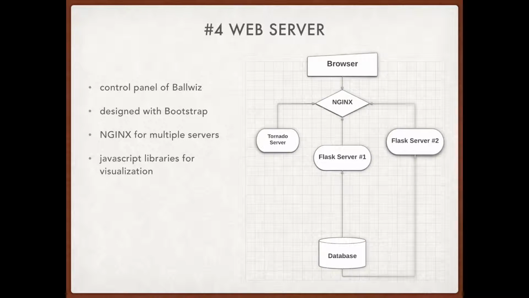The fourth and last is the web server. Nginx is the primary server that allows multiple servers to come under one roof to deliver a unified control panel. It is styled by Bootstrap and utilizes JavaScript libraries such as Highcharts and DataTables. It is time to take a tour through the data product.